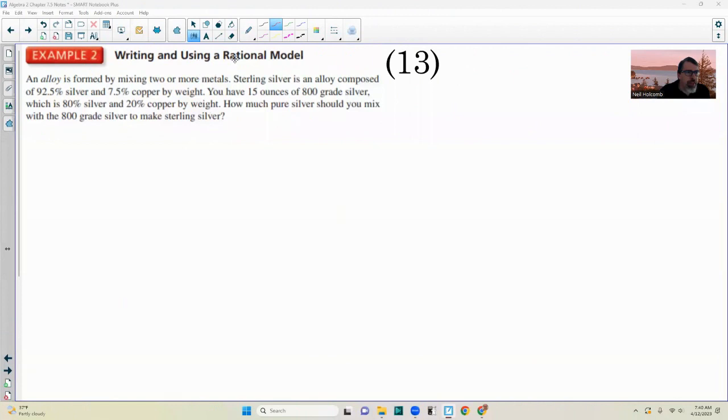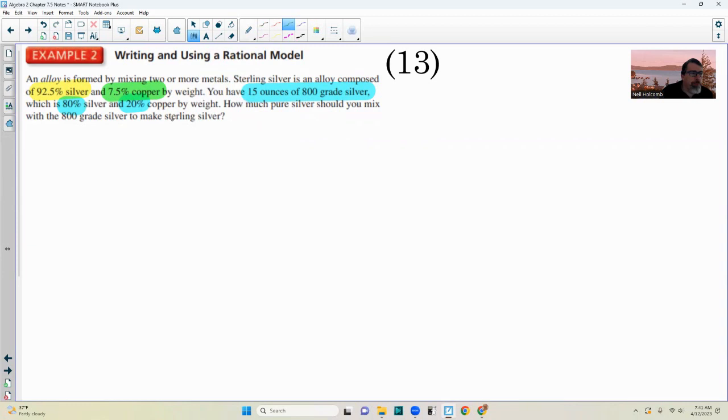Okay, example 2 is writing and using rational models. So it says an alloy is formed by mixing 2 or more metals. Sterling silver is an alloy composed of 92.5% silver and 7.5% copper by weight. You have 15 ounces of 800 grade silver, which is 80% silver and 20% copper by weight. How much pure silver should you mix with the 800 grade silver to make sterling silver?